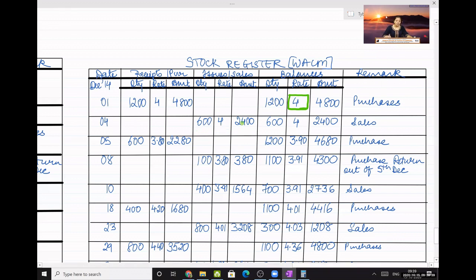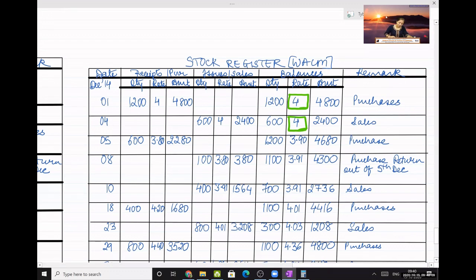We are doing what? Weighted average. In weighted average, quantity minus, amount minus, and then divide. So 1200 minus 600 is 600. 4800 minus 2400 is 2400. Divide, you will get this rate. So this is my weighted average rate. Write down sales.